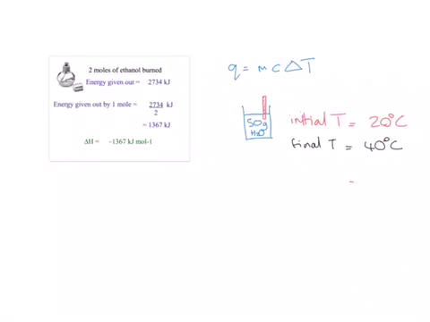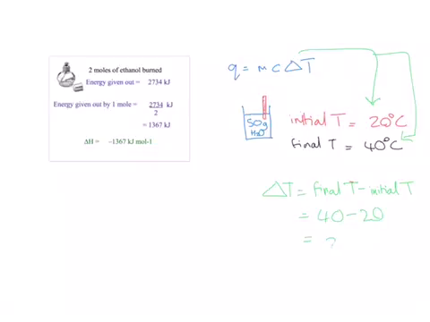The difference in the temperature, or delta T, is the difference between this temperature, 20 degrees, and this temperature here, 40 degrees. So delta T is simply the final temperature minus the initial temperature. So that equals 40, take away 20, is equal to 20 degrees centigrade.